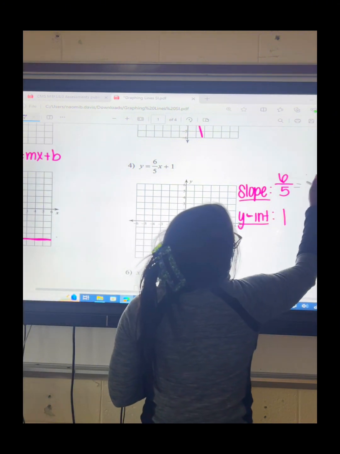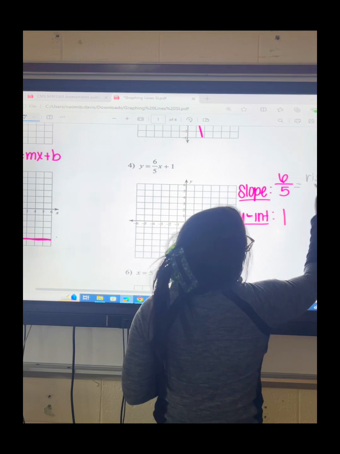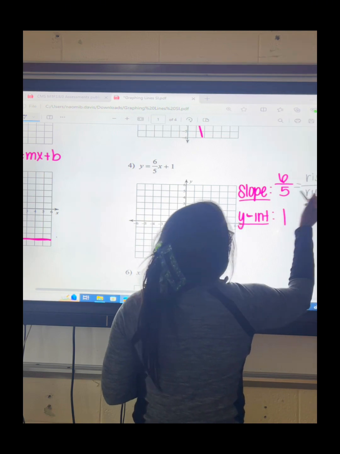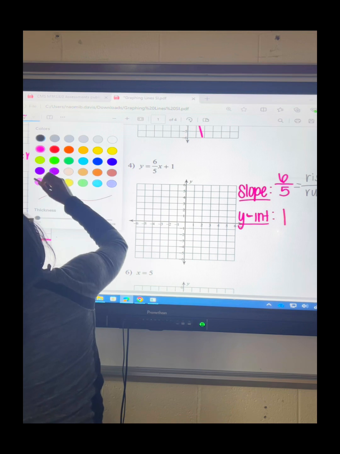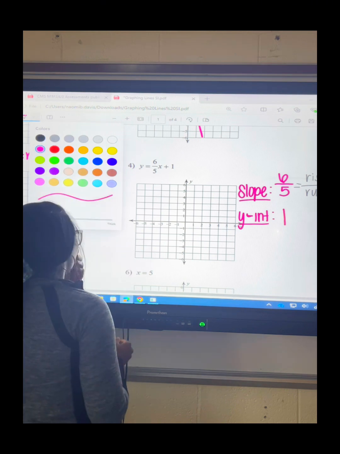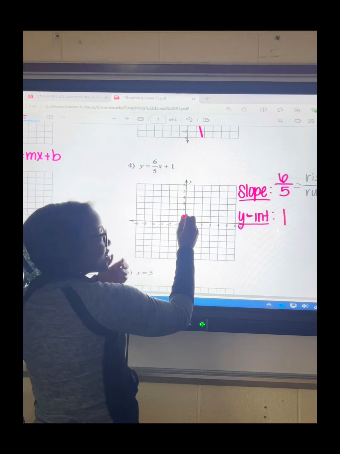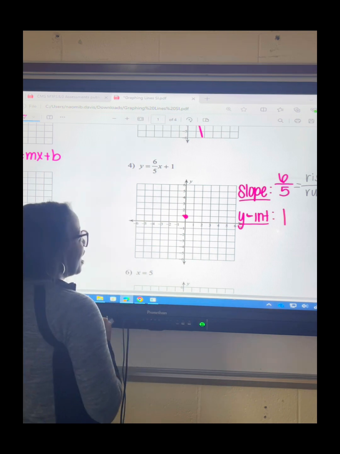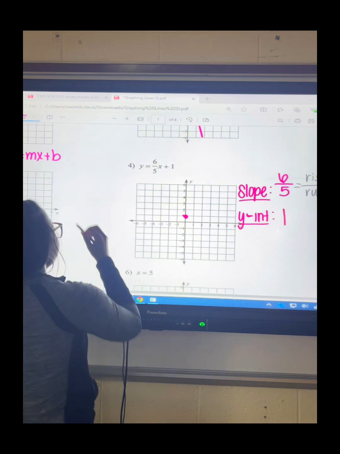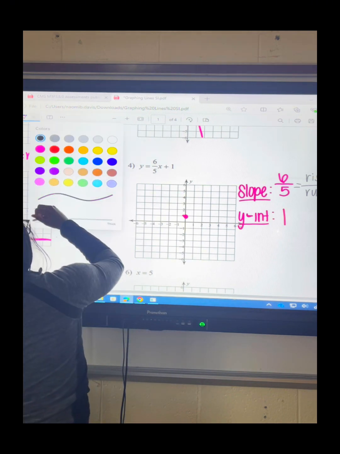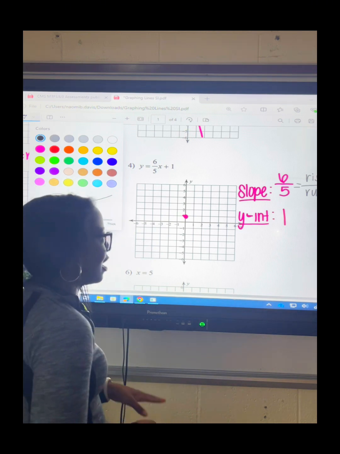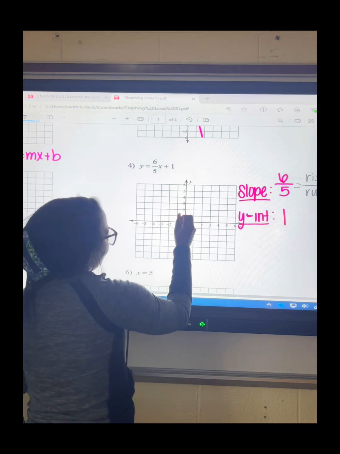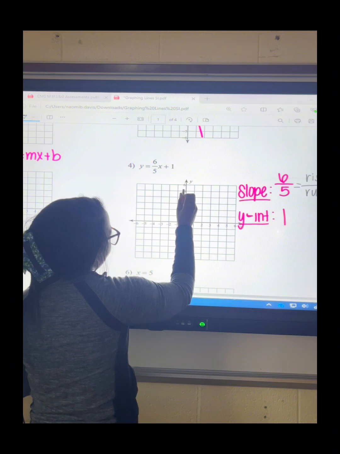Remember, rise over run. Okay. My first point should be where on the y-axis? 1. Oh my God, you're so smart. Now, how much am I rising? 6. I'm loving the participation. Like, loving it. Okay? 1, 2, 3, 4, 5. Ooh.